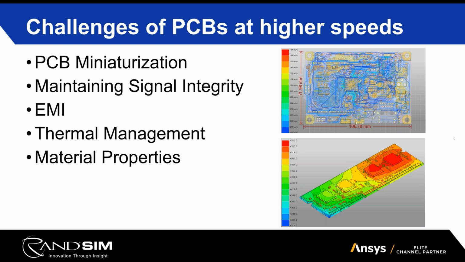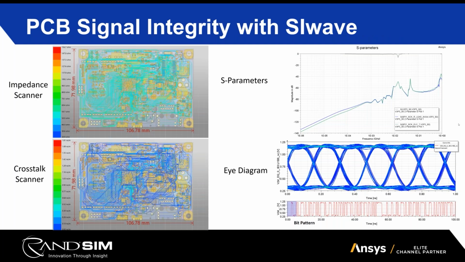Now, as we move on to the next slides, we're going to look at SIwave and how we can use it to identify any risks in these challenges. So for signal integrity, SIwave offers multiple different scanners and simulations that we can do to help identify any problems and to check our signal integrity. For example, we have our impedance scanner and our crosstalk scanner. Both of these are going to scan all of the single and differentially routed traces, and it's going to overlay a color map onto all of these traces so you get a great visual representation of what the impedance is at each point or what the crosstalk is at each point.